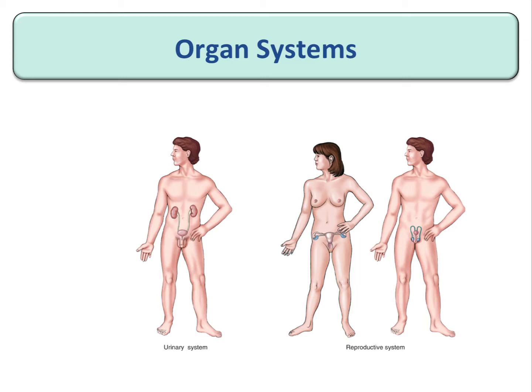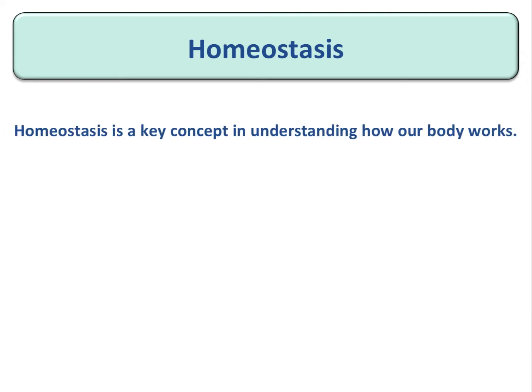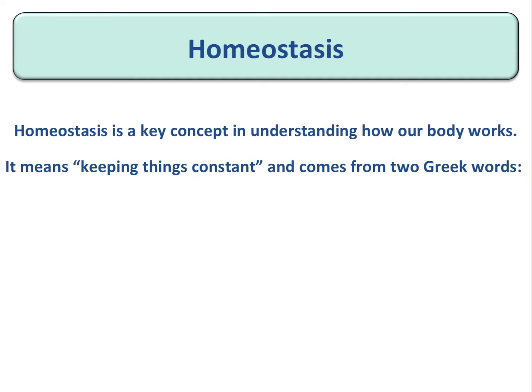Homeostasis is the word used to describe the maintenance of a balanced and stable internal environment within the body. The word homeostasis itself derives from two Greek words, homeo, which means similar, and stasis, which means stable.